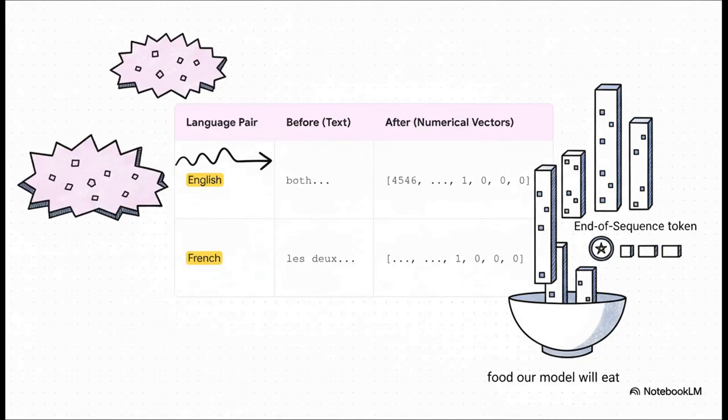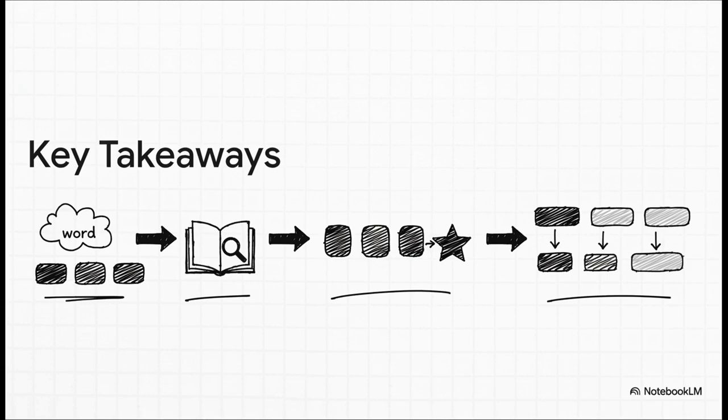And here it is, the grand finale. We've got our language pair, English and French. On the left, you see the original text, and on the right, their final form. These clean numerical vectors, all the exact same length, complete with that EOS token and the padding. This is the kind of data our model can actually work with. So let's just quickly recap the 3 big ideas here. 1, every single word gets turned into a unique number. 2, every sentence gets a clear stop sign with that EOS token. And 3, every single sentence vector is padded so they are all a uniform length.